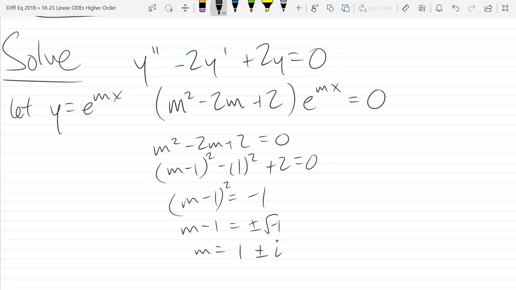Any algebra questions on getting in? I completed the square. You may have gone quadratic. If you can factor this, that's awesome. If I factored this straight out, it would look like m minus 1 minus i times m minus 1 plus i. So if you were a factoring champion, that's what the factoring would look like.